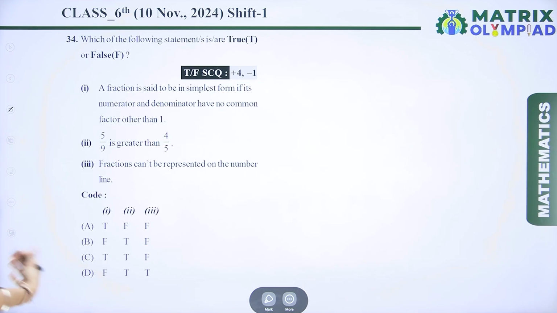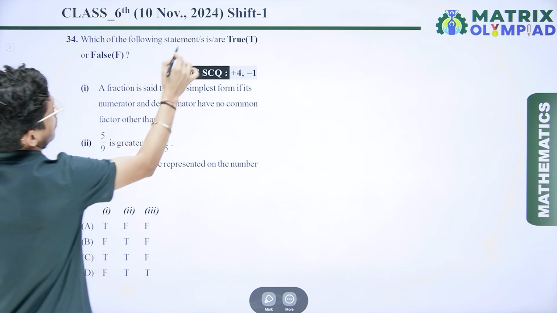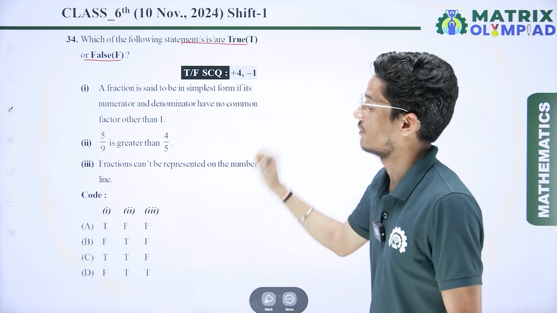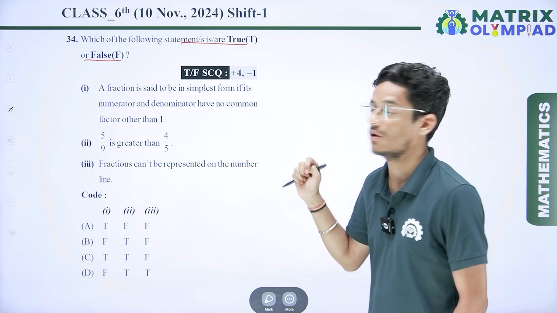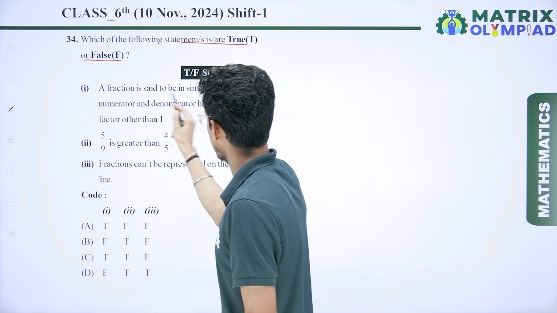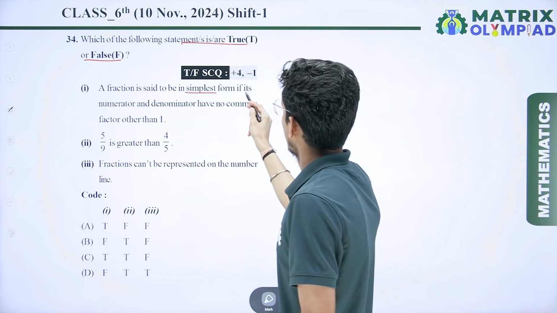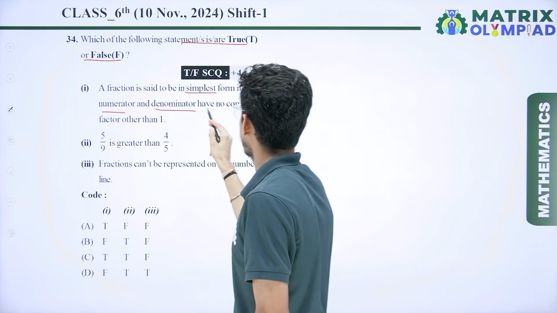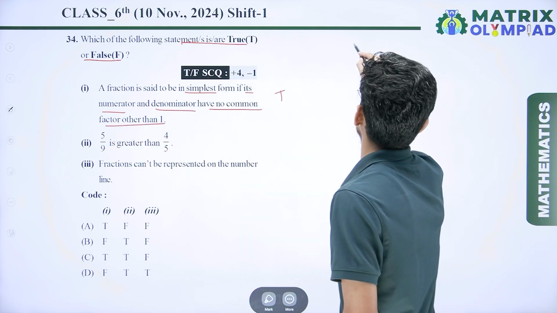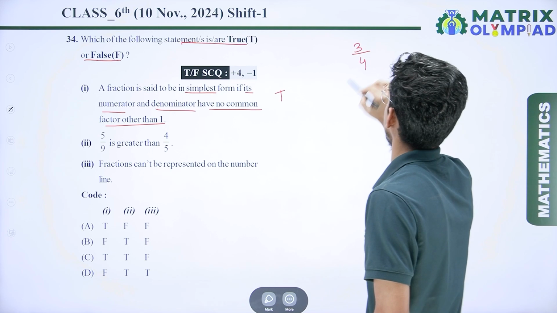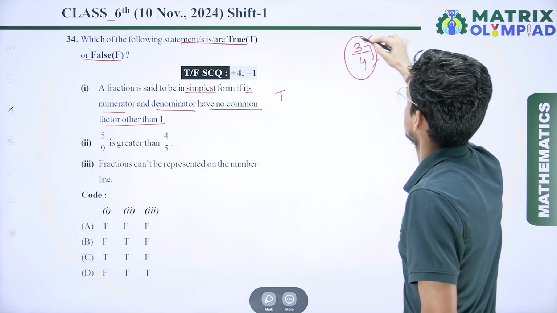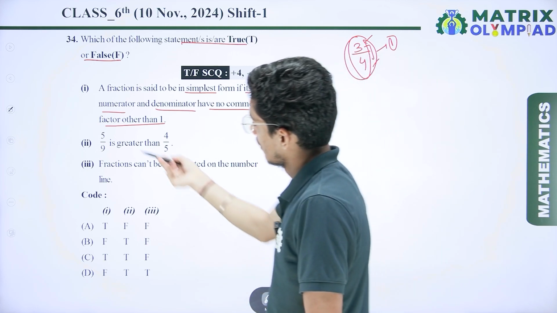So now if I talk about the next question, that is again based on true or false statements. So here we have given 4 statements and we have to find which one is true and which one is false. So statement number 1, that is a fraction is said to be in the simplest form if its numerator and denominator have no common factor other than 1. Yes, this one is true. So let's assume a fraction that is 3/4 and the common factor of 3 and 4 is 1, and I can say that this one is the simplest form. So this one is true.